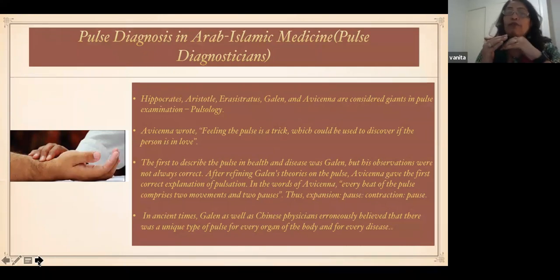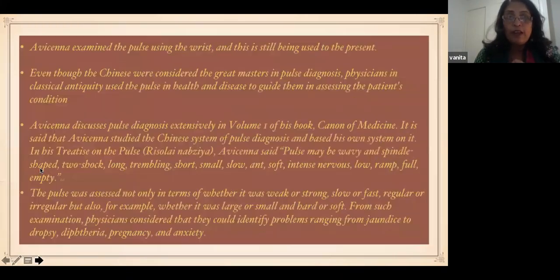So Ayurveda is not just to feel the pulse for Vata, Pitta, Kapha, but with the Chinese, they could see along the meridians which particular organs are attached with what particular pulse. So when Avicenna examined the pulse using the wrist, it was still the pulse.